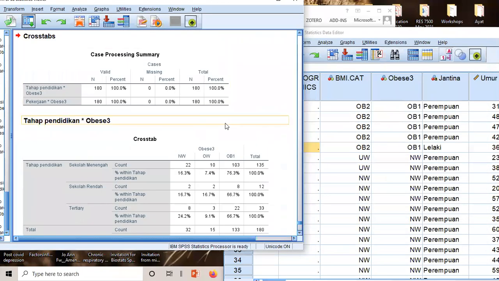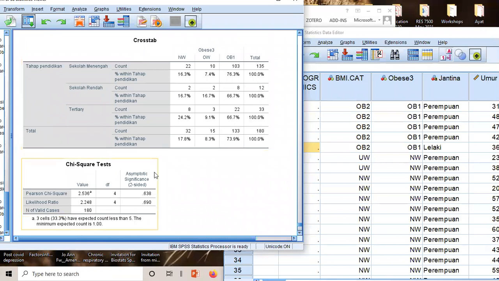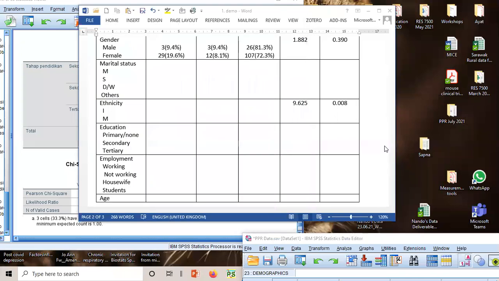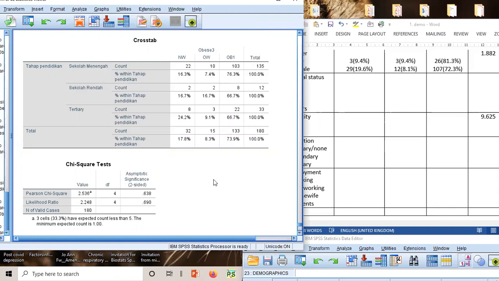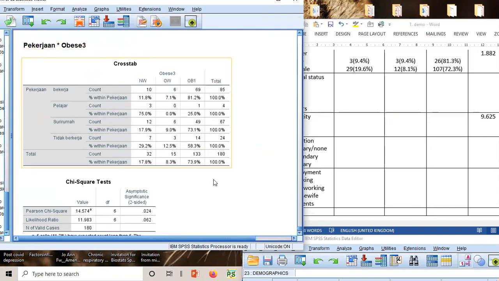All right. Again, is there a significant association? What's the p-value? P-value is 0.6, more than 0.05. No significant association. This count also okay. So report this like for gender and say there's no significant association. Look at this obesity, 76, 66, 66, about the same only. There's no difference between the levels of education. Next, occupation.